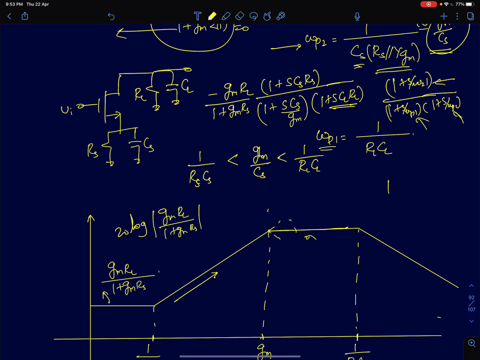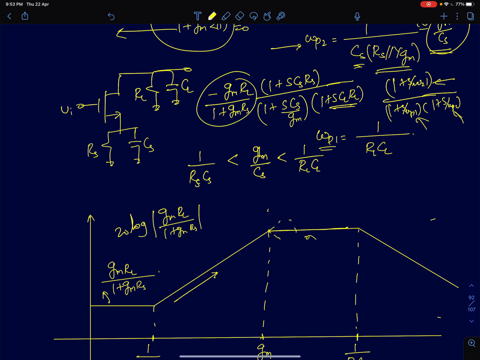Sorry, I forgot to mention this. If S is much less than omega P, which means you haven't approached the pole yet, then this term can be approximated to 1. So S by omega P will be much less than 1. If S is much less than omega P, then S by omega P is much less than 1, so I can approximate this term to 1. Keeping that in mind, I can quickly analyze the circuit.